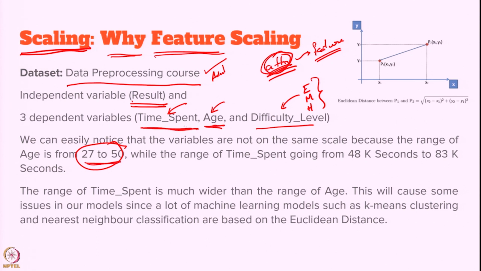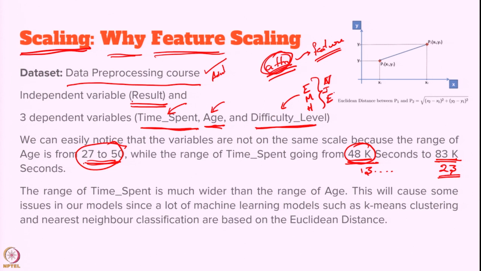Now what is the time spent? Time spent is represented in seconds. 48K seconds is approximately 13 point some hours, and 83K is approximately like 23 hours. Some learners have used around 13 hours to complete, some learners have used around 23 hours to complete. Now this is a huge amount of data. 48K and 83K is very huge compared to the age. Similarly, it is very huge compared to the 3 different class levels of the difficulty level, easy, medium, hard, or easy, intermediate and expert, novice, intermediate and expert.